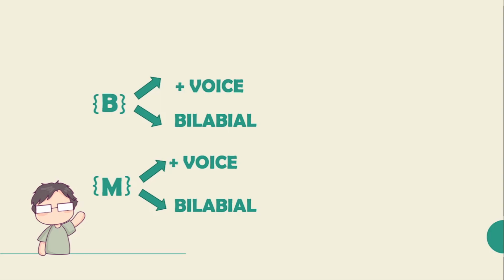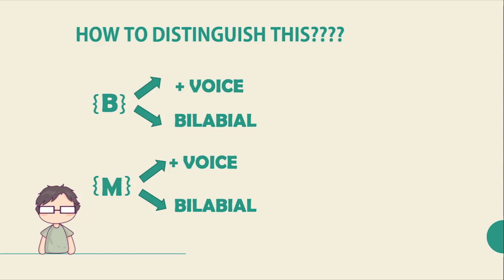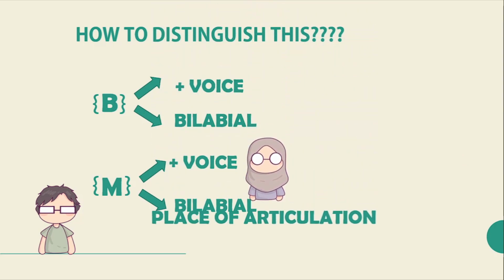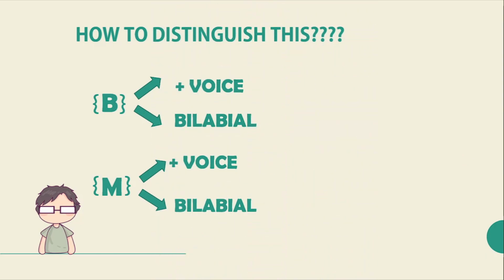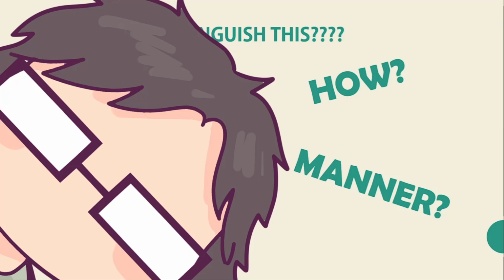So right now, we need one more factor to distinguish B from M. What difference do you see between B and M? Besides whether there is vibration or not, and besides where the sound is articulated, how about asking how it's articulated, the manner in which it is articulated? Let's dive deeper.